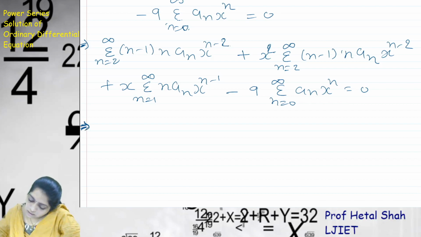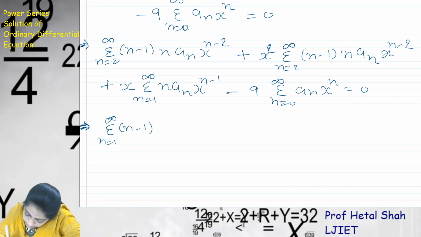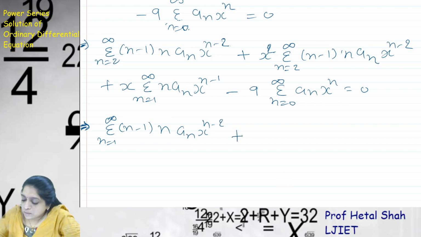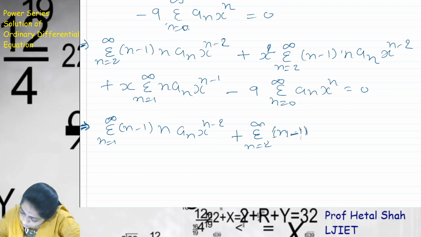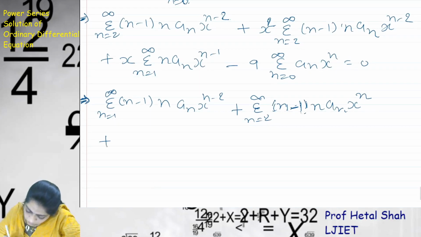Okay, so students, first we merge all the powers of x. For merging, we keep the first term as it is, but in the second term, the powers of x will be merged and it gives summation n = 2 to infinity n(n-1) a_n, and the power of x is n - 2 + 2, that is x^n. In the next term, x times n running from 1 to infinity n a_n, the power of x is n - 1 + 1, that is x^n.